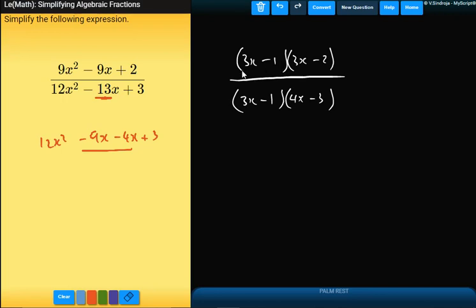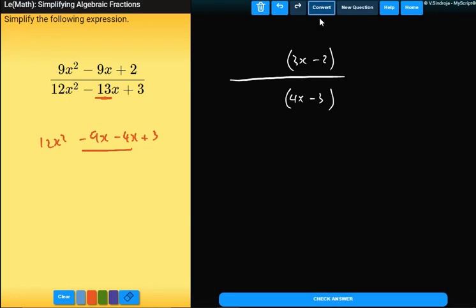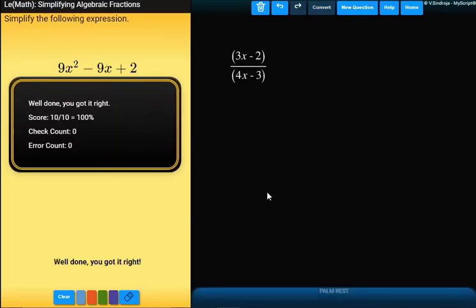Right, so if we cross that off, and then those two cancel out, so this is it. Okay, convert that, and there we go, that's it.